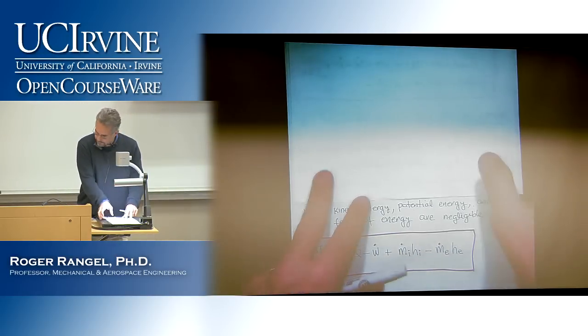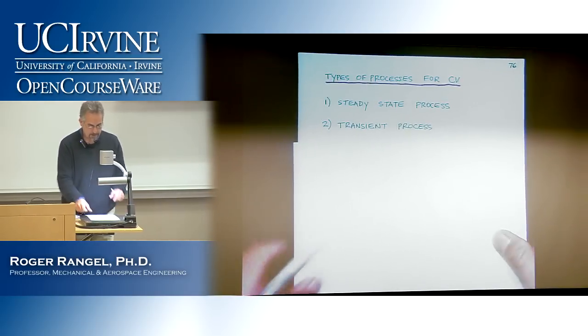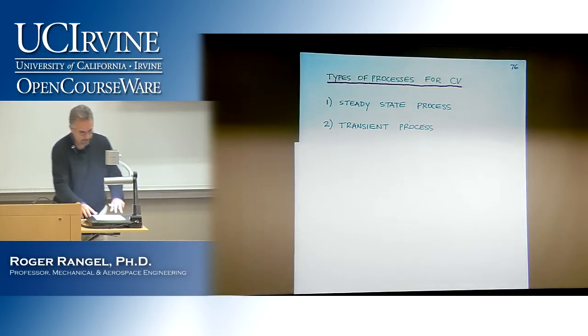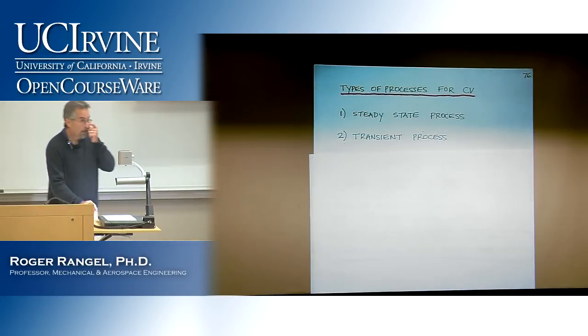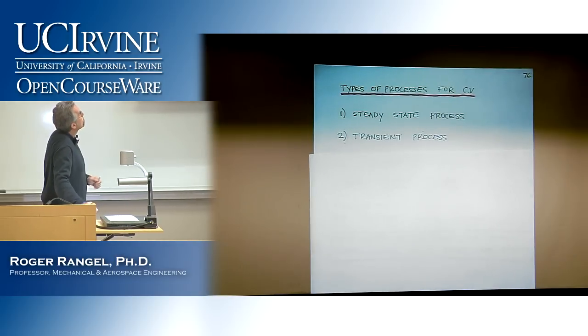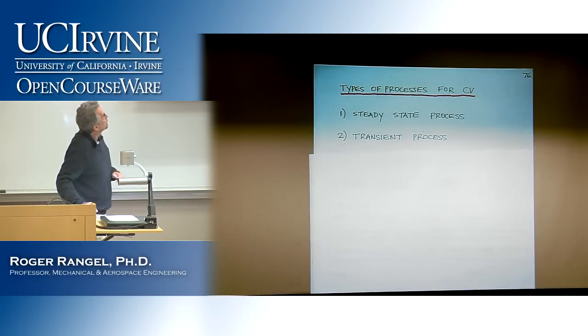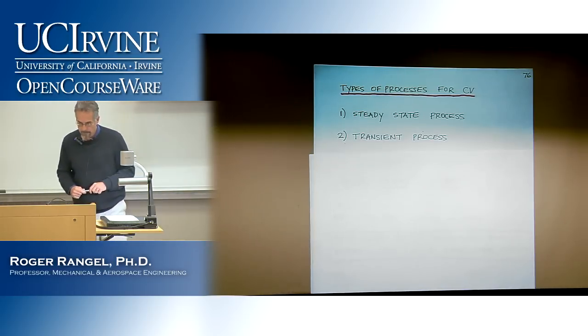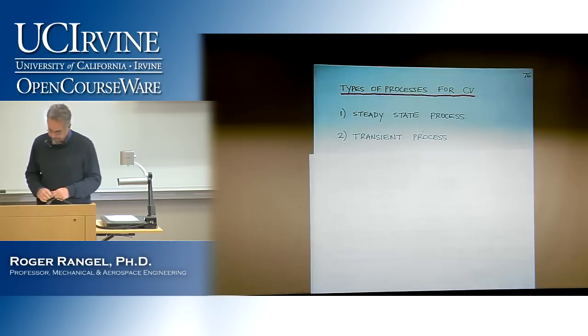All right, so let's look at the two types of problems that I was telling you about. These are the two types of problems that we're going to study. I already mentioned them to you: the so-called steady state processes and the so-called transient processes.